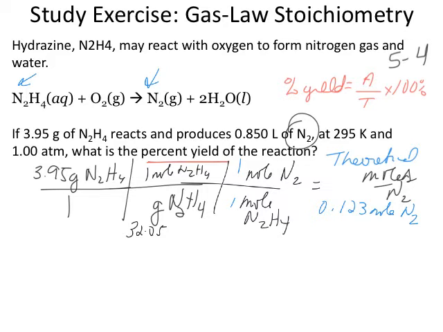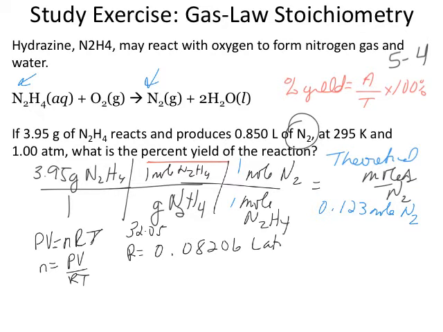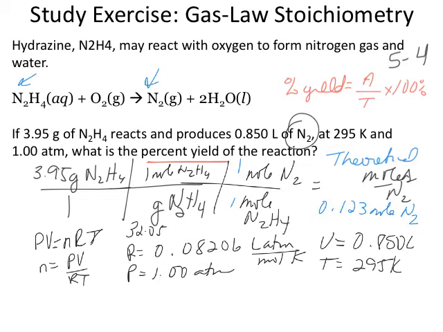Now we got to figure out an actual, and our actual is going to use PV equals nRT, and we're going to solve for n. So n equals PV divided by RT. And now we're going to define our variables. I like R first, so 0.08206 liters atmosphere per mole Kelvin. Our pressure, what is that? 1.00 atmosphere. Our volume is 0.850 liters. And our temperature is 295 Kelvin.